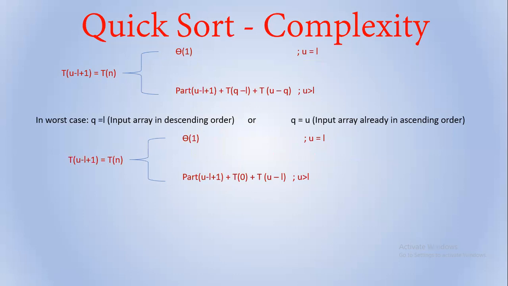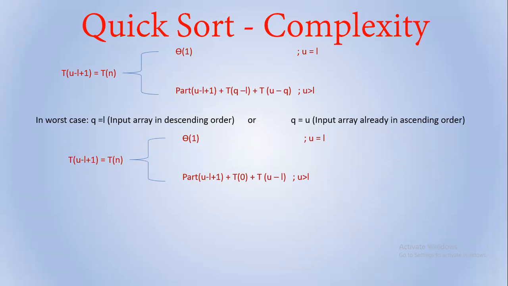So Q will be L if it is in descending order, Q will be equal to U if it is in ascending order. In the best case, that means the case where the input array is not ordered either in ascending or descending order, we will get in the partition function Q as (U plus L) divided by 2. That is, Q will be set in the middle. Q value will be middle.